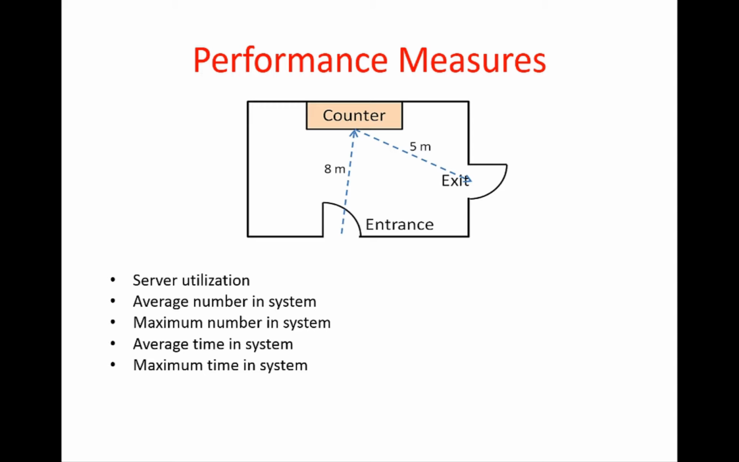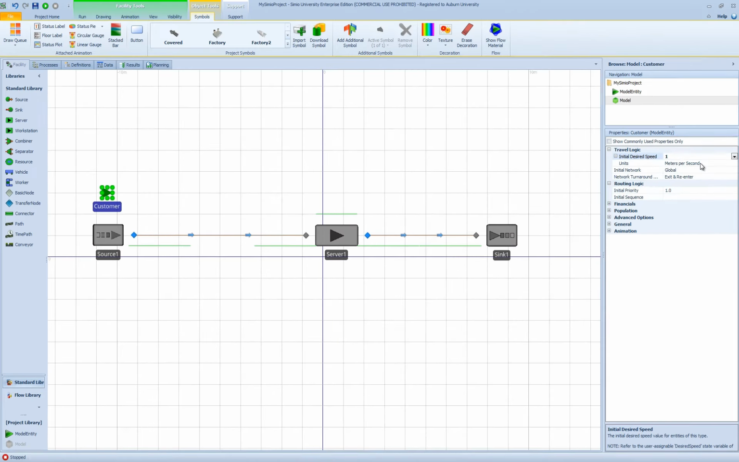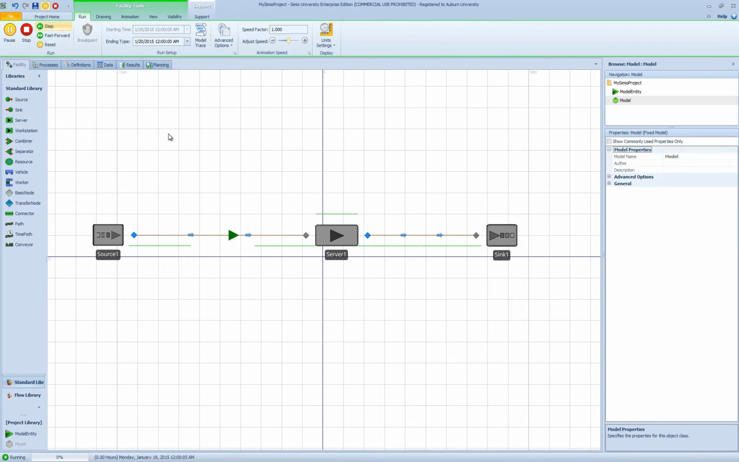And the performance measures that we're interested in are server utilization, average and maximum expected number in system, and average and maximum expected time in system for our customers. I have completed my initial model, and I can run it in the interactive mode and watch the model run, basically see how entities flow and get processed in my system.